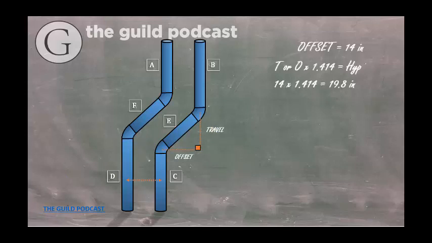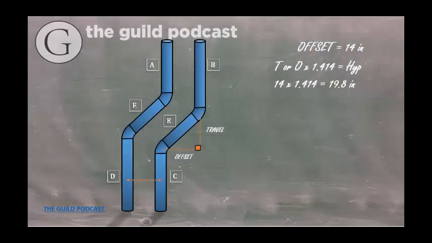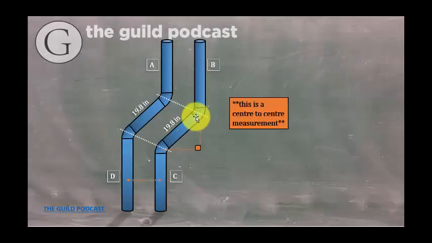And with that I go to this familiar formula of offset is equal to, in this case my diagram, I've just chosen my offset to be 14 inches. And so this distance from the center of this pipe over to the center of this pipe is 14 inches. So looking at the formula, now I have 14 times 1.414 gives me 19.8 inches. So the hypotenuse, or the distance between the center of this fitting and the center of this fitting, is 19.8 inches. And there's an important note to remember here, that this is center to center measurement.